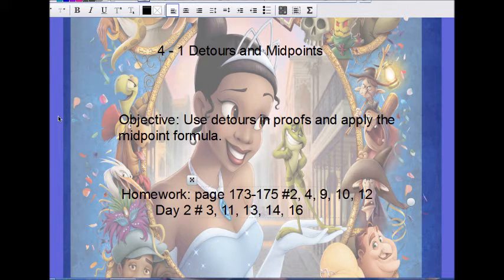Welcome to Section 4.1, Detours and Midpoints. Our objective is to use detours and proofs and to apply the midpoint formula.